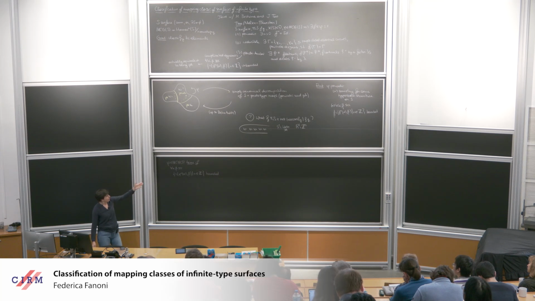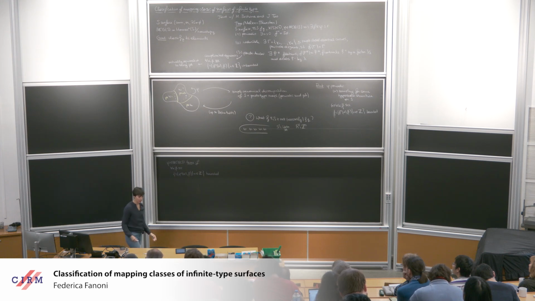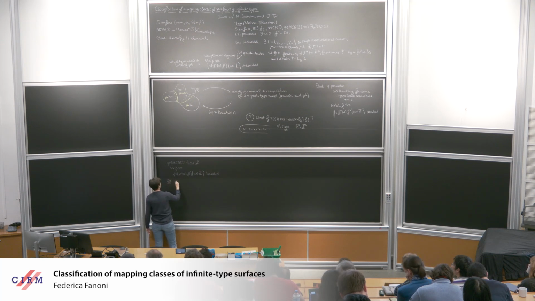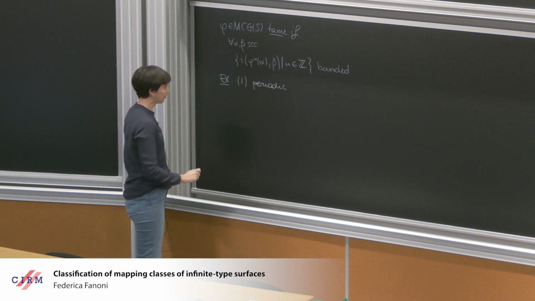And in the finite type case, this really means that this is equivalent to being an isometry or being a periodic element. And so maybe the first question is, what happens if I look at these maps in the case of surfaces of infinite type? And it's easy to see that these equivalences are not true anymore. So let me just give you a couple of examples of tame maps. Well, first of all, I can look at periodic elements. Those are still tame.